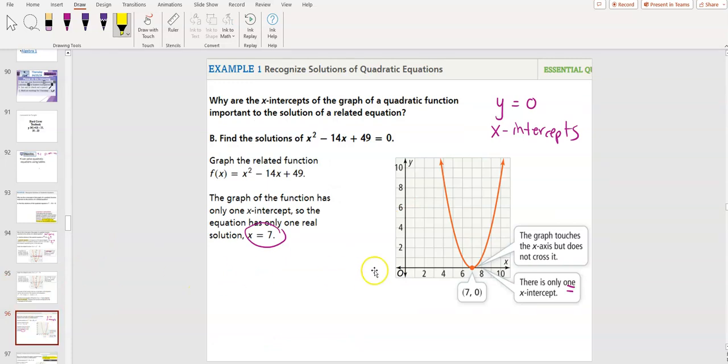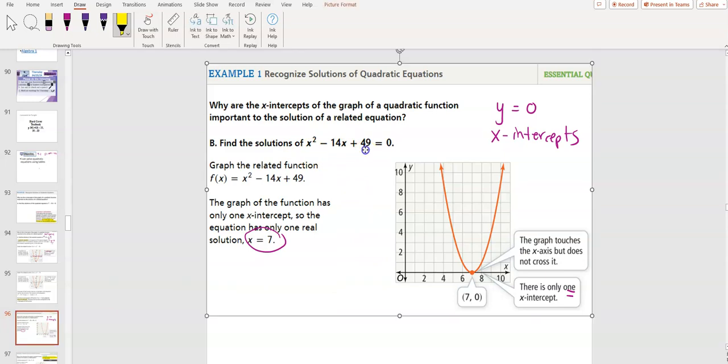All right, so here we go. We're going to take a look at this equation right here. This one has a b, which is -14x. So we're just going to show you here, if I graph this, it only touches the x-axis once. It doesn't cross over it. So there's only one solution, which is x is equal to 7.